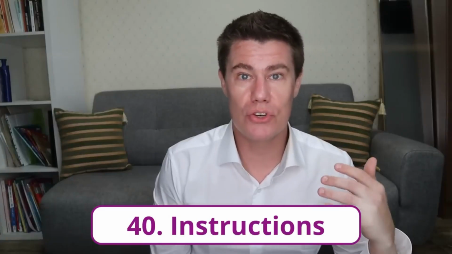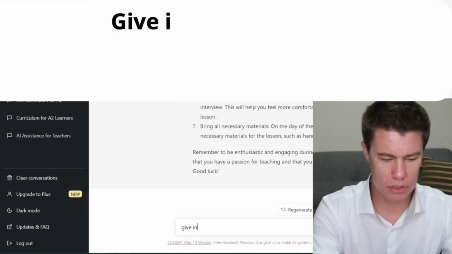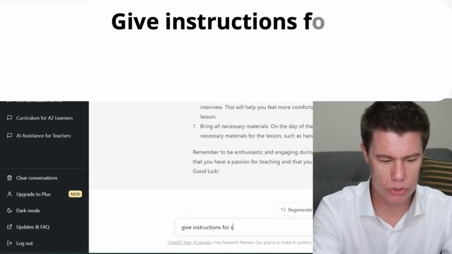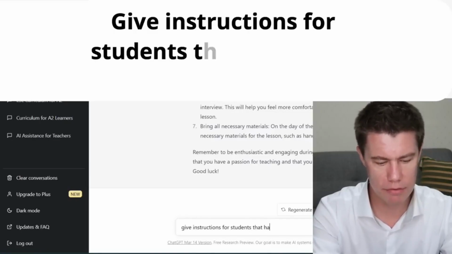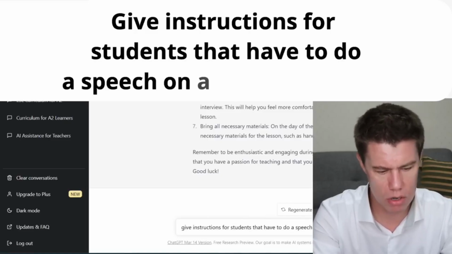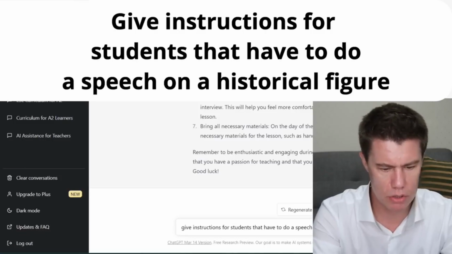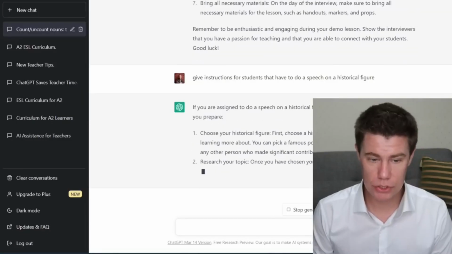Develop instructions that describe cooperative learning roles and expectations. Generate assignment directions with a detailed overview, grading criteria, and a description of the required format, task, and details. Give instructions for students that have to do a speech on a historical figure. Choose your historical figure, research your topic.